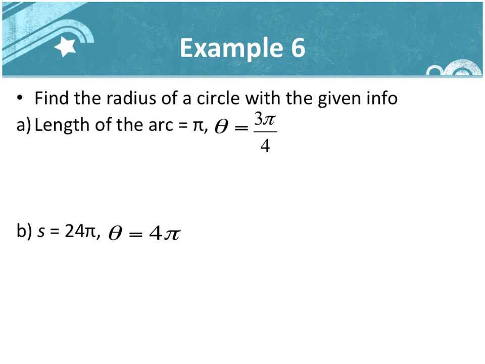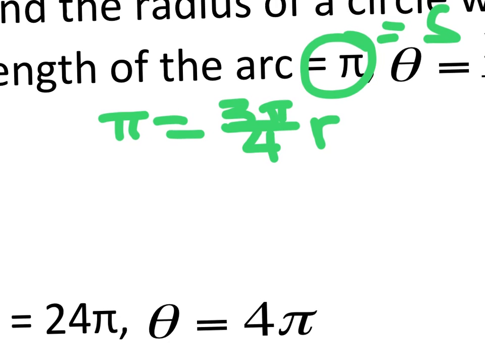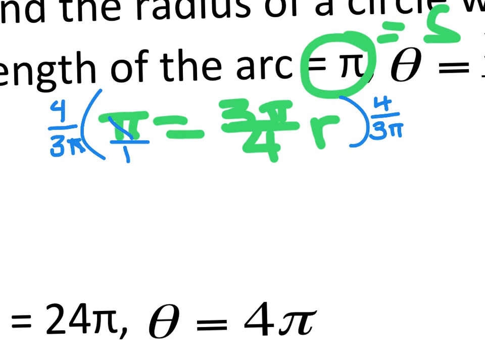Oh, sorry. Now it says find the radius of the circle with the given information. So you're still given 2 pieces of information. You're still using the same formula. The only difference is what parts of those formula you're given. The length of the arc would be your S, and then theta is already in radians. So I'd get pi equals 3 pi over 4 times the radius. And then you can multiply by the reciprocal and do it in one step. Multiply both sides by 4 over 3 pi. This is over 1. The pi's would cancel, and I end up with 4/3 equals the radius.